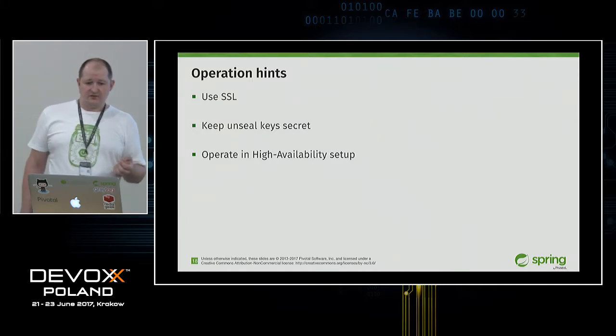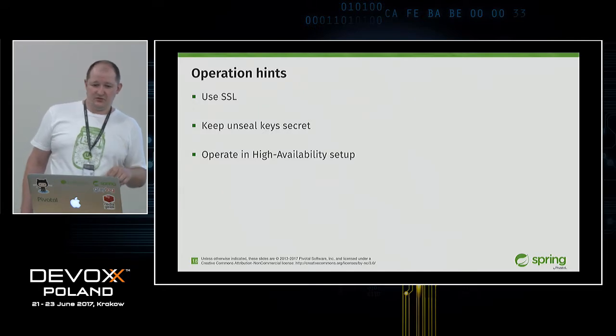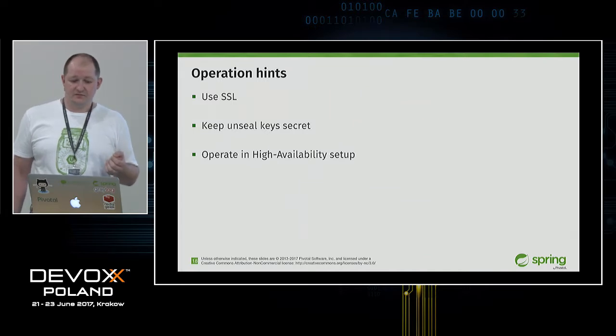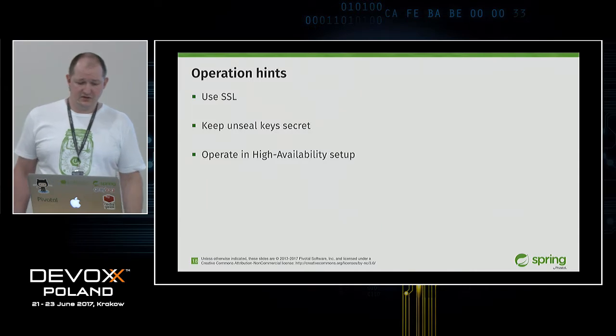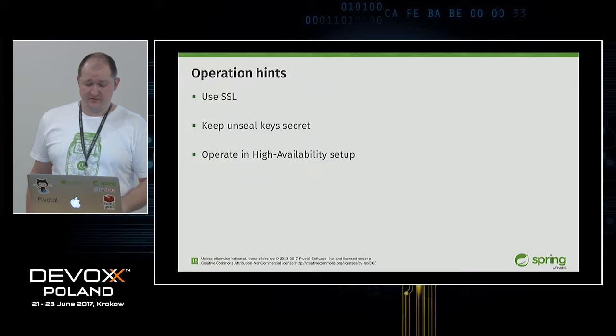You need to keep the unseal keys in a secret place, and storing that plaintext on a USB token or writing it on a post-it isn't secret. You should keep it either PGP encrypted or in a very secure place for yourself. And you should run Vault in a high availability mode to prevent that when one node goes down, every other application isn't able to access secrets. So run it HA, otherwise you won't really have fun.